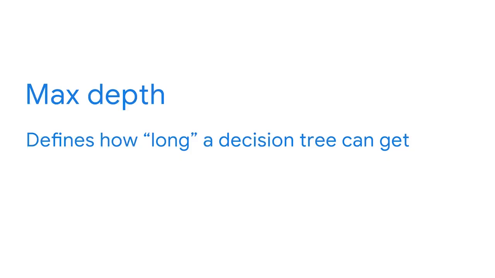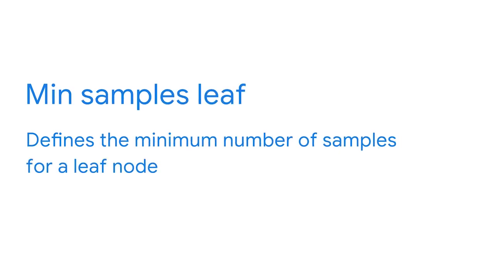You've learned about 2 that apply to tree-based models, max depth and min samples leaf. As a reminder, max depth defines how long a decision tree can get, and min samples leaf defines the minimum number of samples for a leaf node. These are the hyperparameters that will be tuned on a single decision tree.